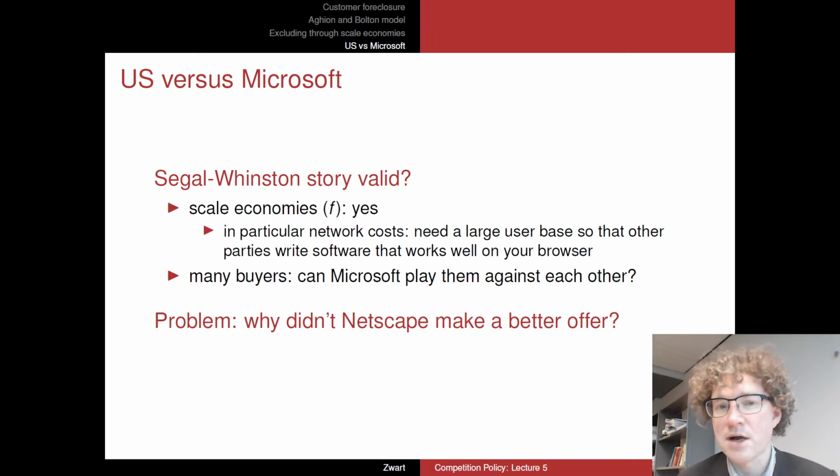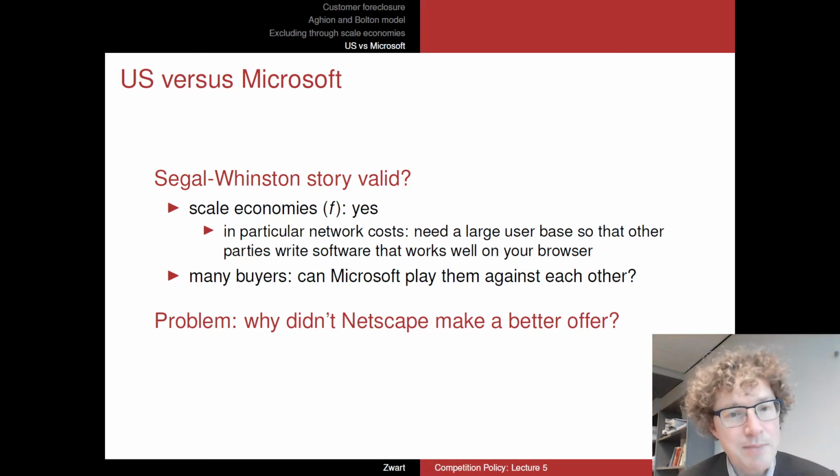And yes, those kinds of scale economies do exist in this market, and in particular they consist of network effects. In this market you would need a large base of consumers, a large user base, because you're reliant on other parties to write software that can run well on your browser. If you only have one client, nobody is going to write a special website to run on your type of browser, because they can serve almost the whole market already by using the incumbent browser.